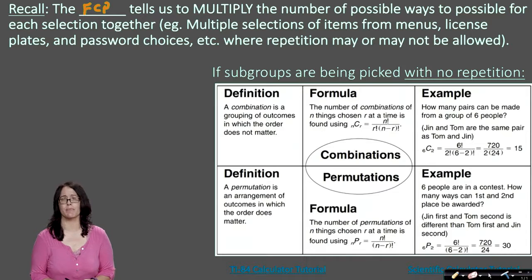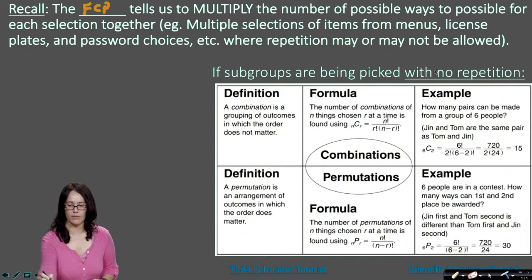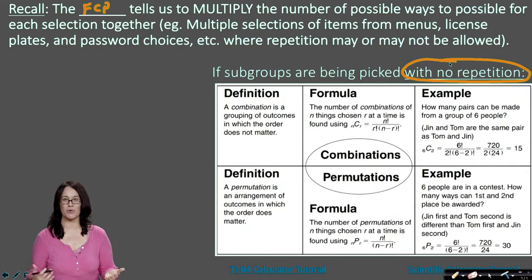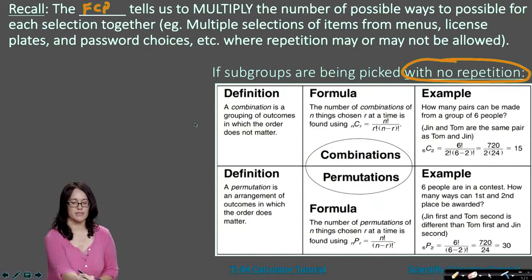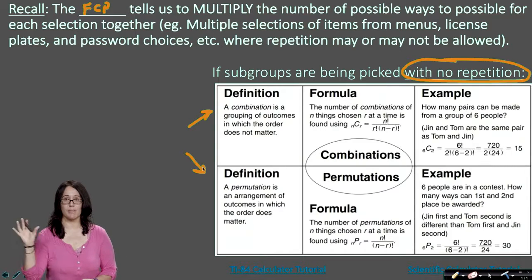Well, today we're going to talk about two types of ways to find out the number of ways that we can pick a subgroup of items from a total number. The difference will be whether or not order matters. So we begin with noticing that as long as there's no repetition of items, for example, if you were ordering from a menu, if you can't order the same thing twice, that would be no repetition, then one of these two possible items could be chosen as our method. We could either choose the combination approach or the permutation approach.